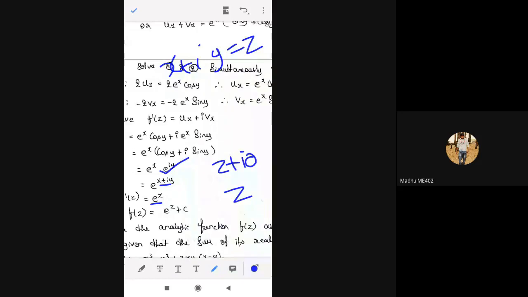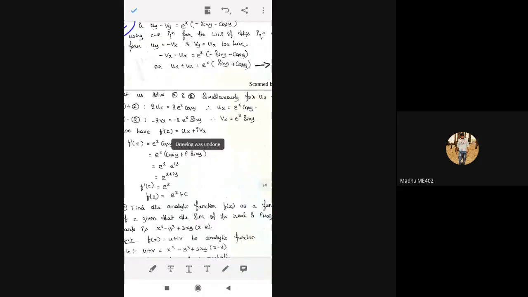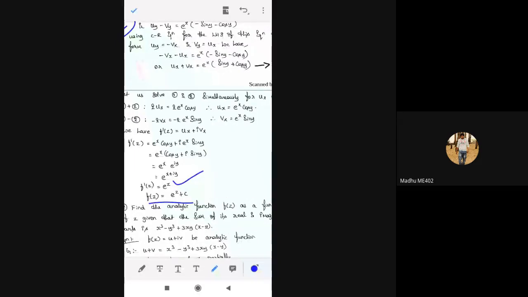So now e power z we got as f dash of z, but we don't need the derivative of the analytic function. That means f dash of z, we need just the analytic function. So when you integrate, what we'll get? E power z plus c as f of z. So this is your answer.